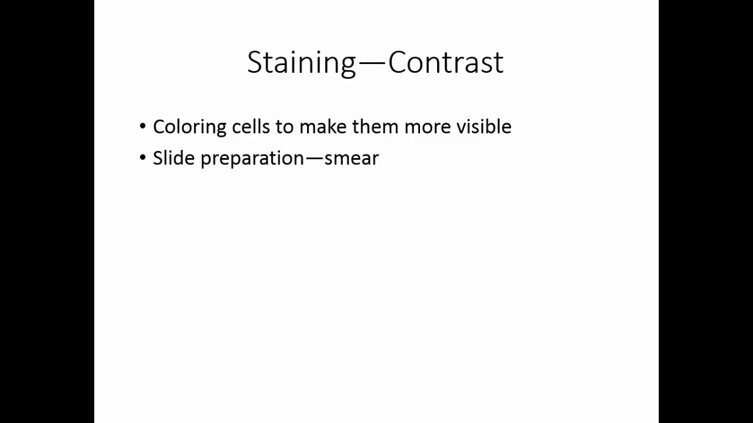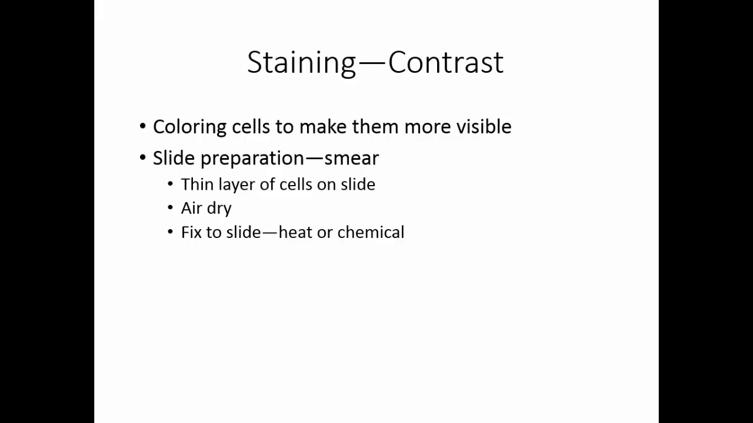When we prepare a slide, it's called a smear. And to make a smear, you simply put a thin layer of cells on the slide, let it air dry, and then you fix the material to the slide. And you can do this with either heat or chemicals. Drying is called desiccation, and the desiccation and fixation process helps kill the microbes. Not all microorganisms will be killed by air drying them.